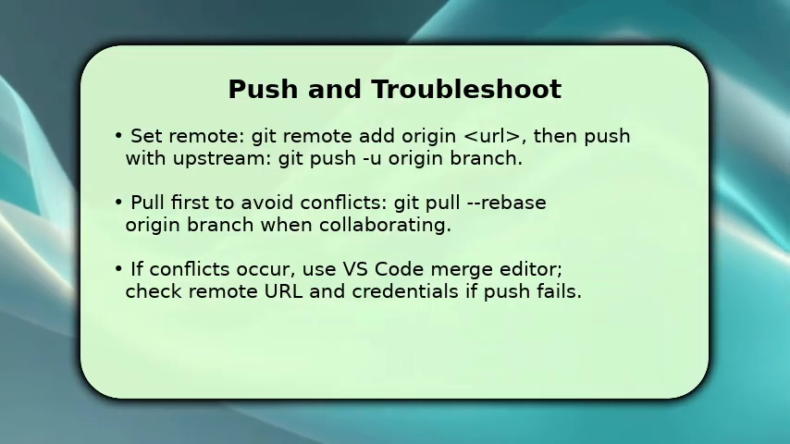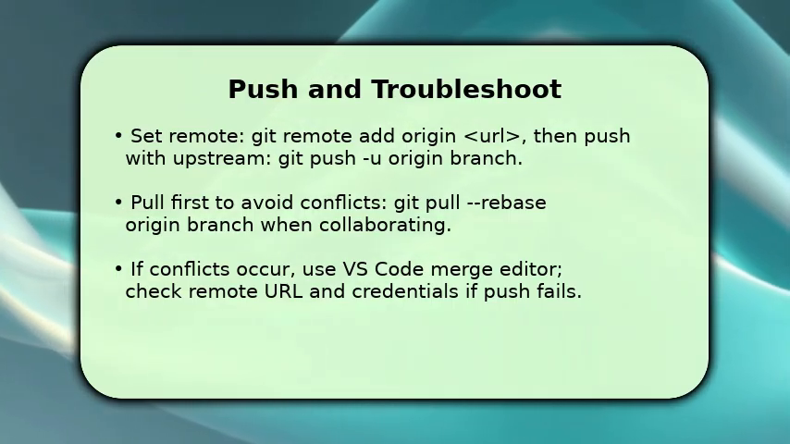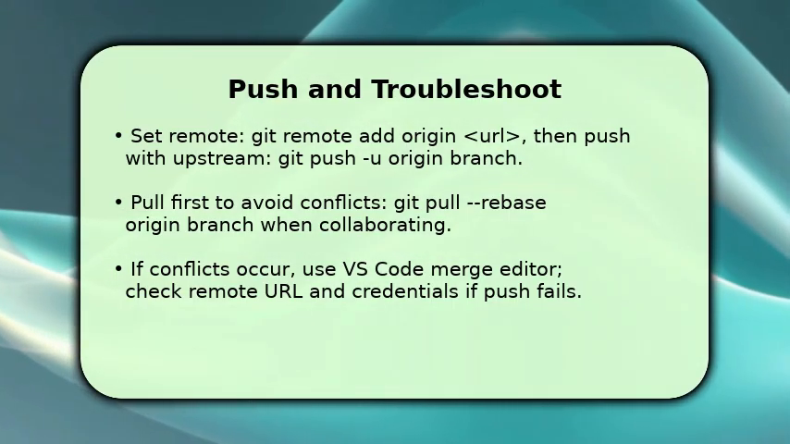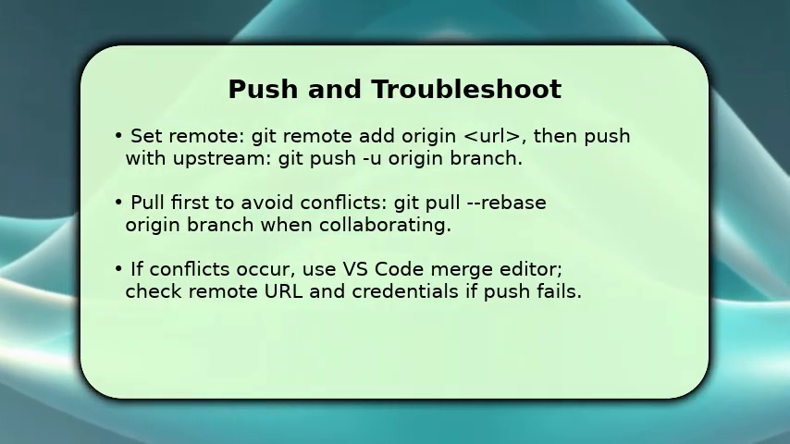If a push fails, check the remote URL and authentication, and if you encounter merge conflicts, use VS Code's merge editor to resolve hunks. Then stage the resolved files and run a final commit and push.